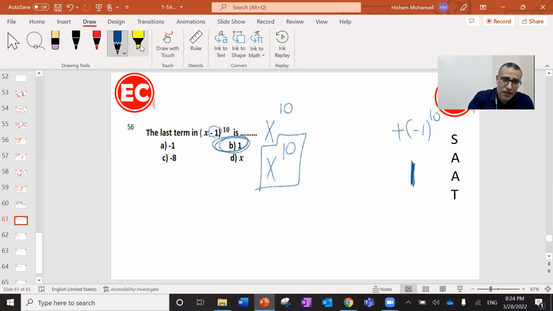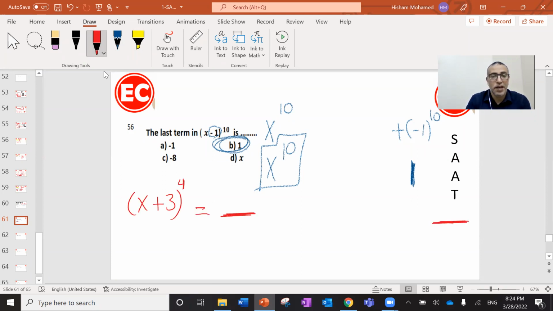Another example here. If it's x plus 3 to the power of 4, what is the first term? What is the last term? The first term is x power 4, and the last term is 3 power 4. If you don't know 3 power 4, 3 by 3 is 9, and 9 multiplied by 9 is equal to 81. So the second thing you need to know about the binomial expansions is how to find the first and the last term.